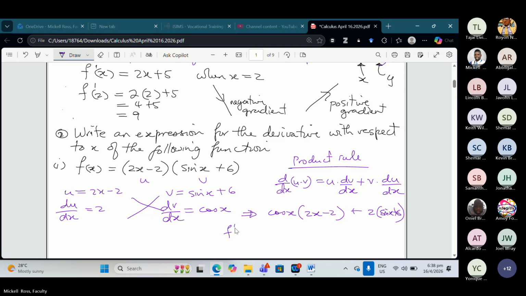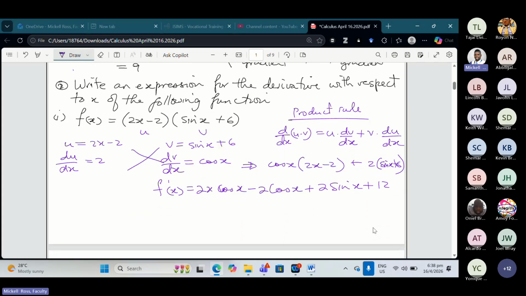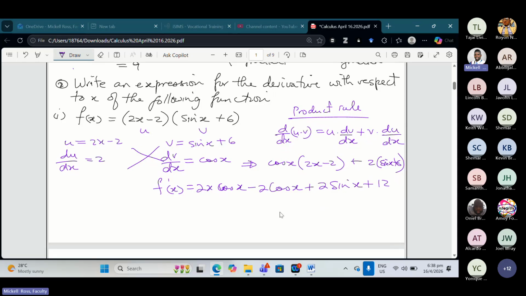So f prime x, I think I'm going to need a little more space than that. f prime x, which is the first derivative, is going to be equal to cos x times 2x, which gives us 2x cos x, cos x times negative 2 gives negative 2 cos x, 2 times sine x gives us 2 sine x, and 2 times 6 gives us 12. So that would be your final answer for the derivative of that function. Look at it and see if there is anything I need to clarify before we continue.